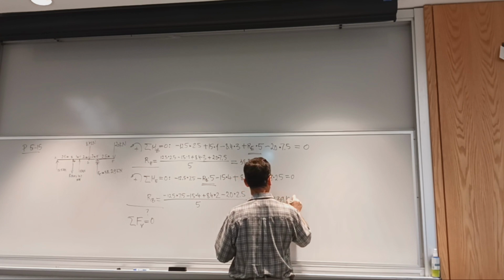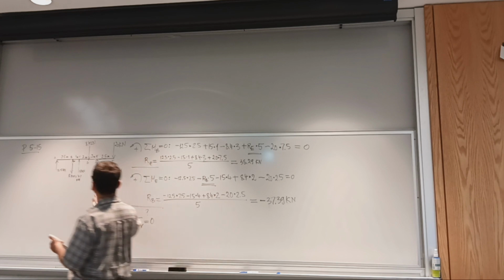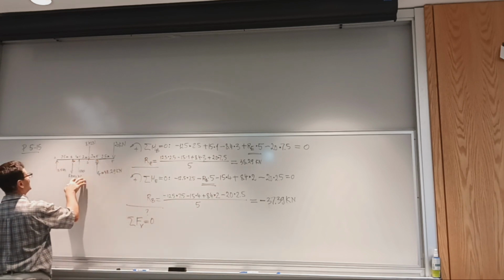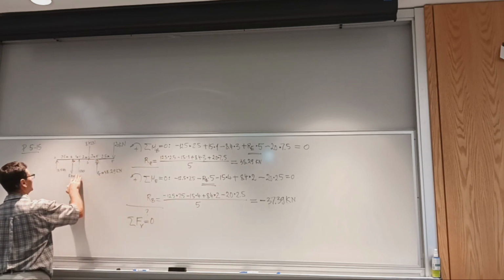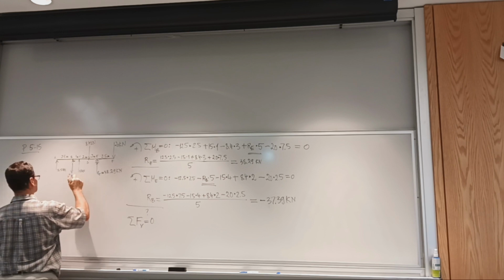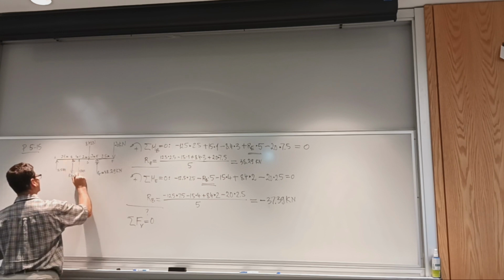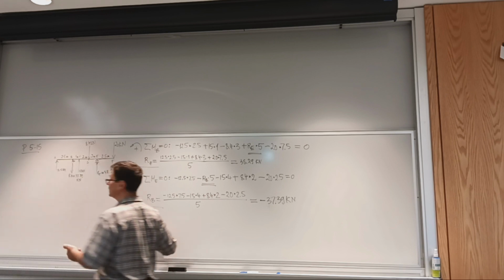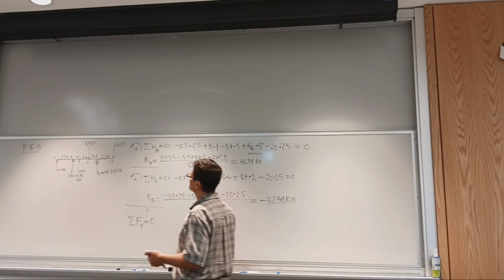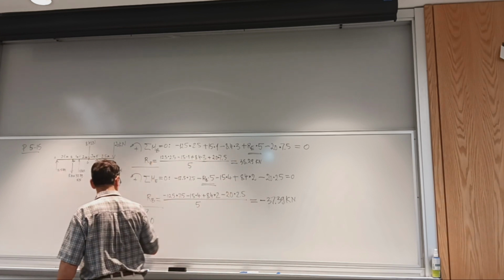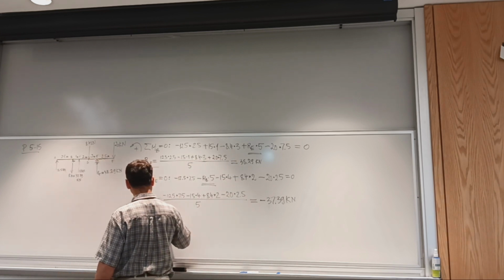37.39 kilonewtons. Yeah, way too big compared to everything else. But yeah, the sign is correct. So I flipped the arrow already. 37.39 kilonewtons, again, would have shown up here right away. So let's see, what do we have? We have to verify the sum of forces in the y direction.